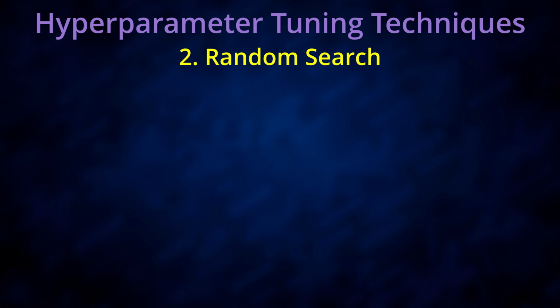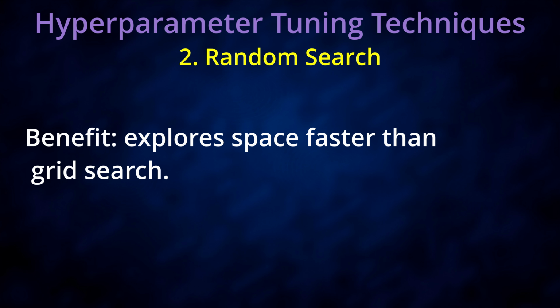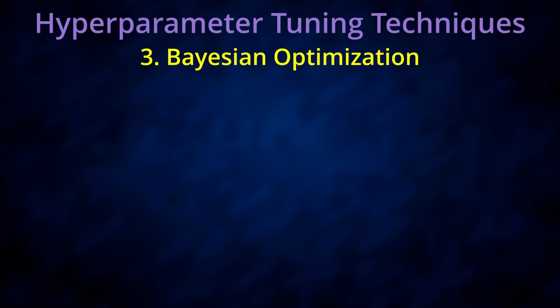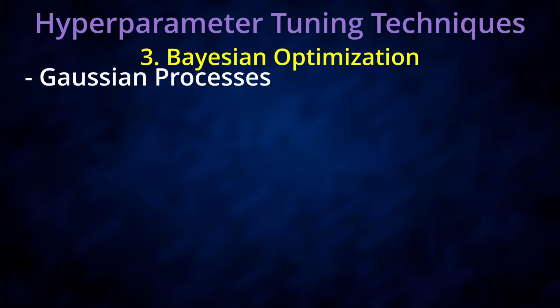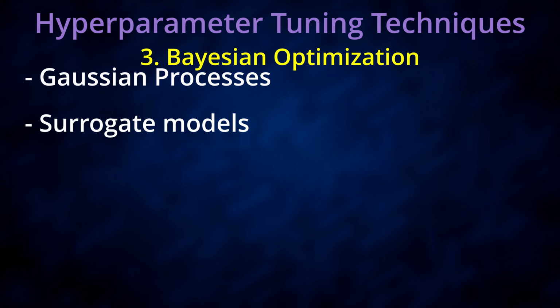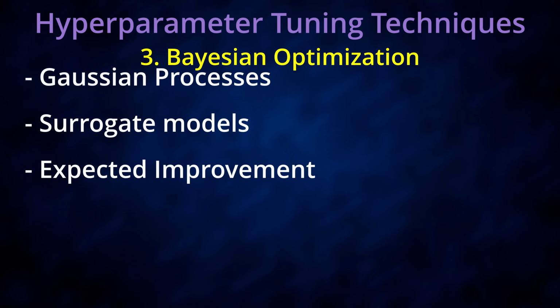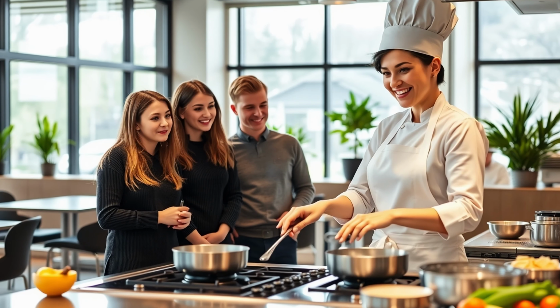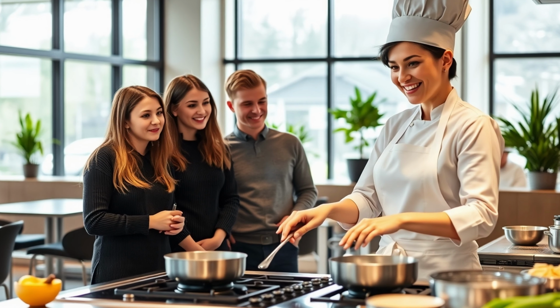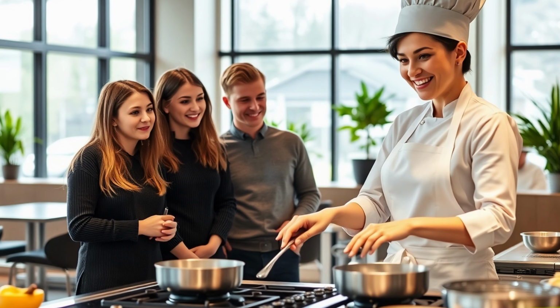Random search. Pick random combinations. Surprisingly effective. Benefit: explores space faster than grid search. Bayesian optimization learns from past results and predicts promising hyperparameters. Uses: Gaussian processes, surrogate models, expected improvement. Analogy: like tasting a dish and adjusting seasoning intelligently, not randomly.